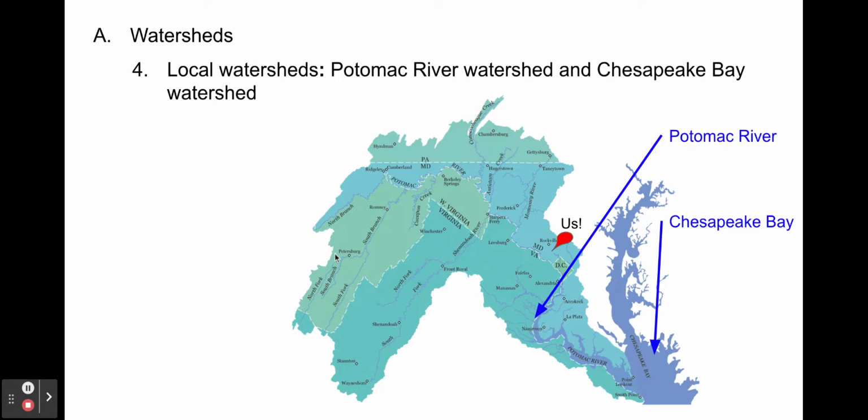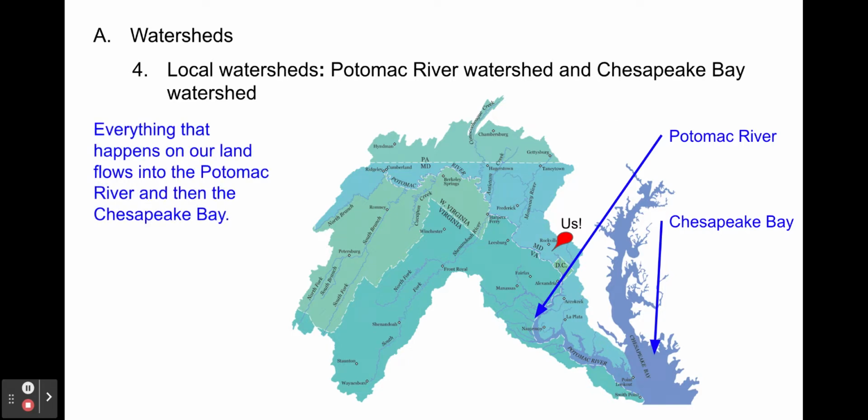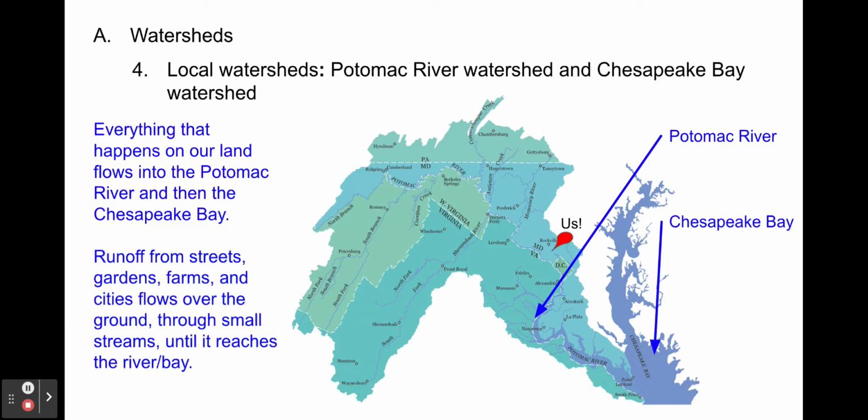This map shows you the whole Potomac River watershed. All of this land drains into the Potomac River, and the Chesapeake Bay watershed is actually much larger than this and includes multiple states. Everything that happens on our land flows into the Potomac River and then the Chesapeake Bay. Runoff from streets, gardens, farms, and cities flows over the ground through small streams until it reaches the river and bay.